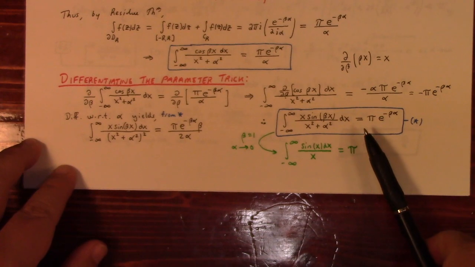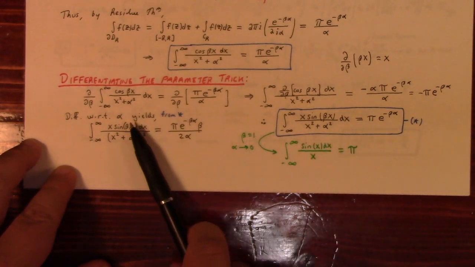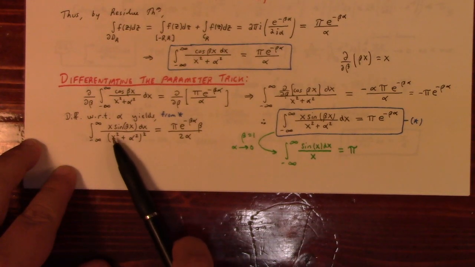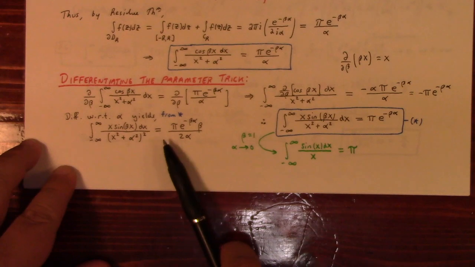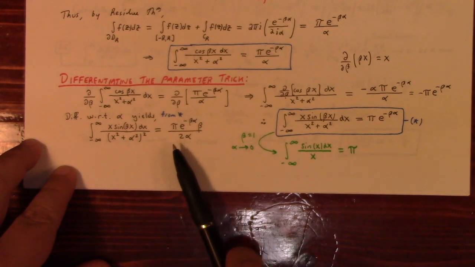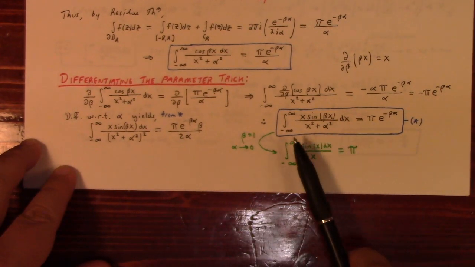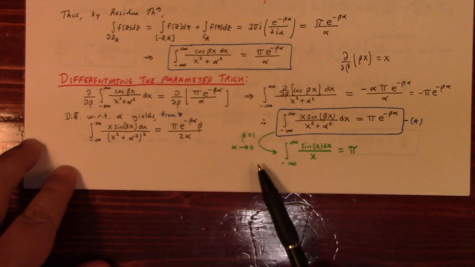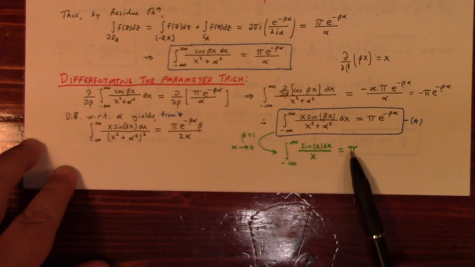On the other hand, you could differentiate the star formula with respect to alpha and get the integral of x sine beta x over x squared plus alpha squared is equal to pi e to the minus beta alpha times beta over 2 alpha, which is also pretty snazzy. And you could also take beta equals 1 and let alpha go to 0, and that will derive from this that the integral of sine x dx over x from minus infinity to infinity is pi.